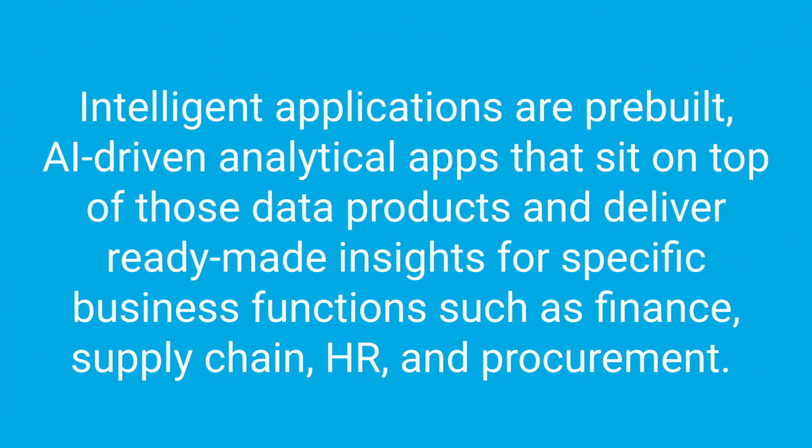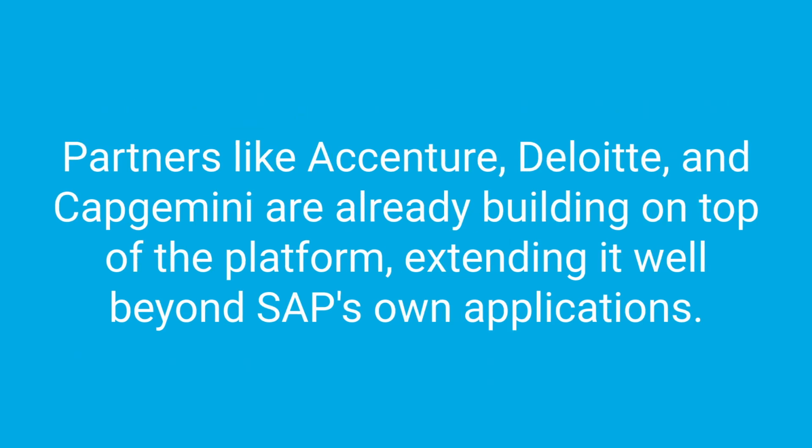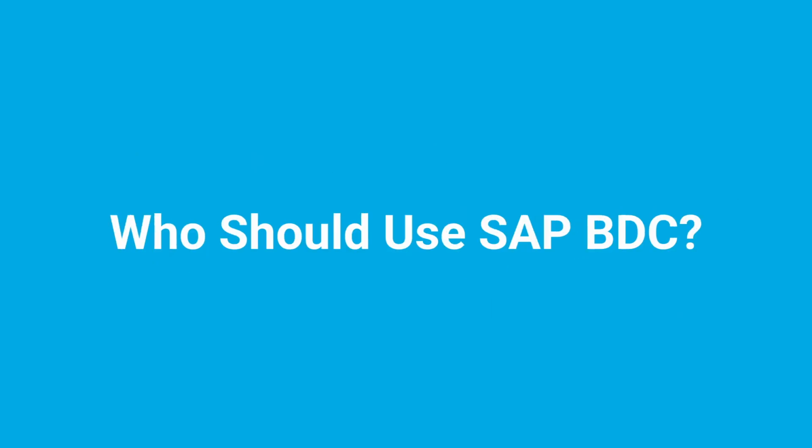Second, intelligent applications. These are pre-built, AI-driven analytical apps that sit on top of those data products and deliver ready-made insights for specific business functions. Finance, supply chain, HR, procurement. Partners like Accenture, Deloitte, and Capgemini are already building on top of the platform, extending it well beyond SAP's own applications.